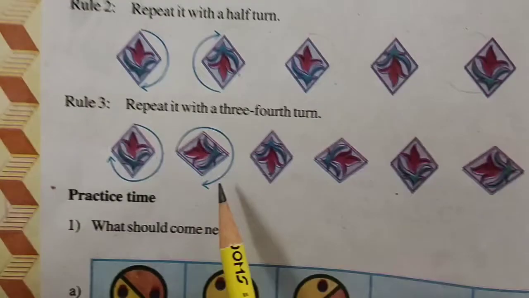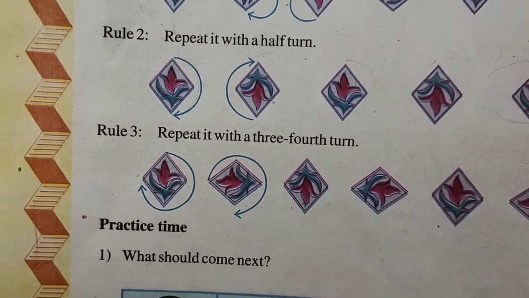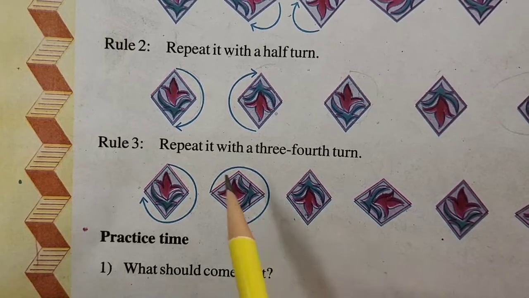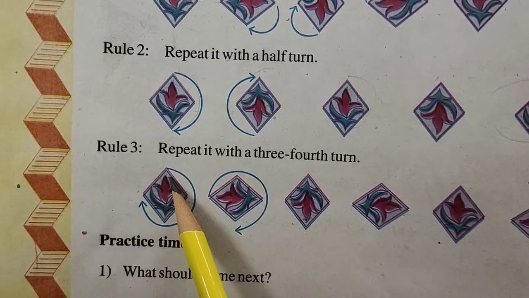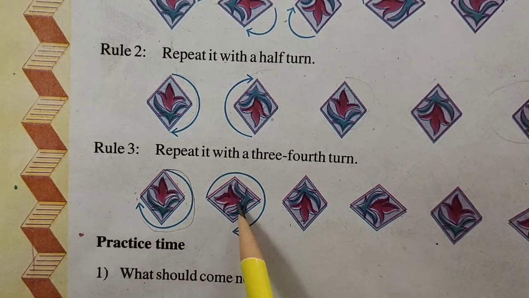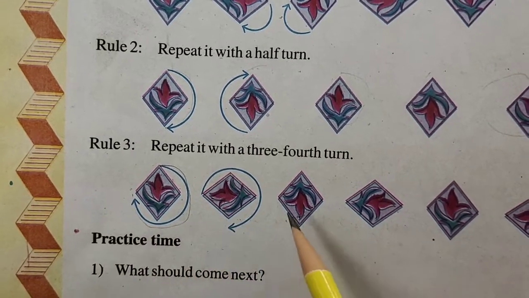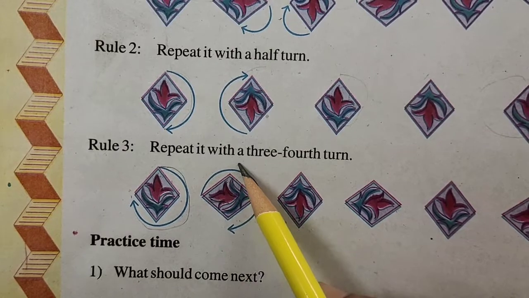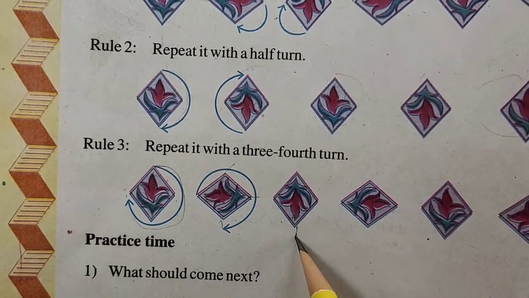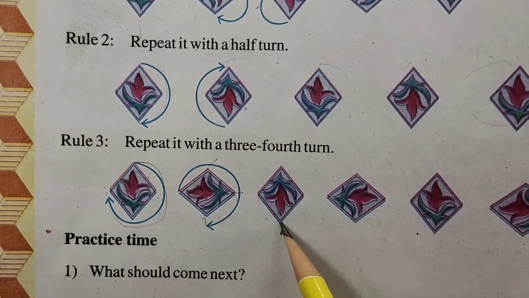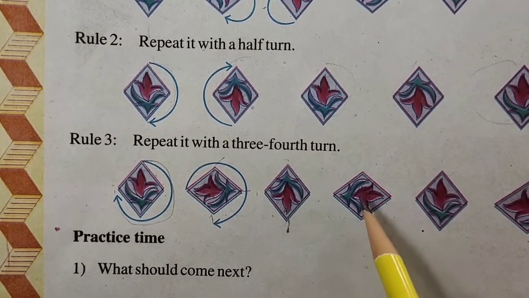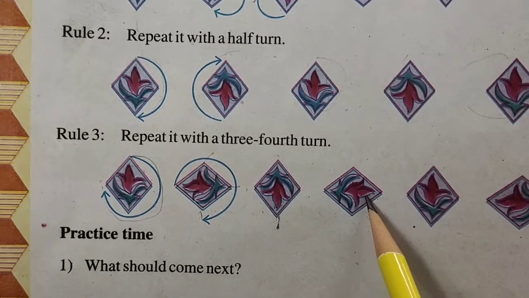Now the third rule here is to repeat it with a 3/4 turn. 3/4 turn means 3 times 90. Here it is straight. When it is a 3/4 turn, the straight portion of the flower comes here. Again when we make a 3/4 turn, 1, 2 and 3, it has become inverted, isn't it? Again a 3/4 turn, 1, 2, 3. So this flower has come here.